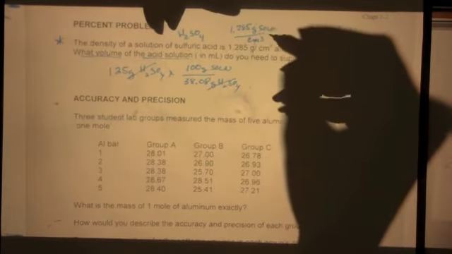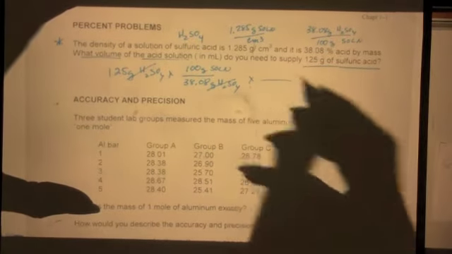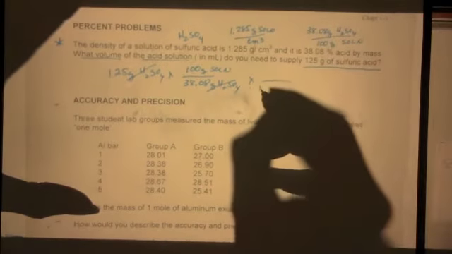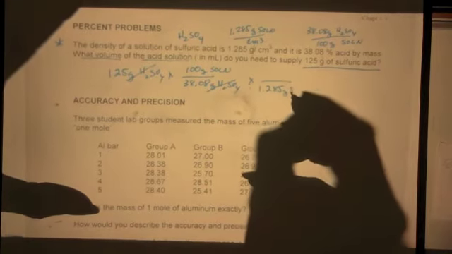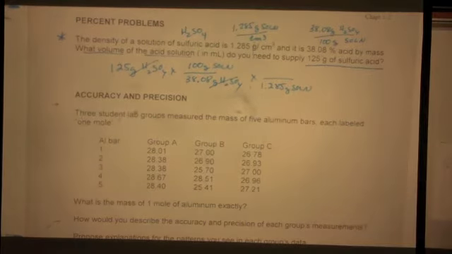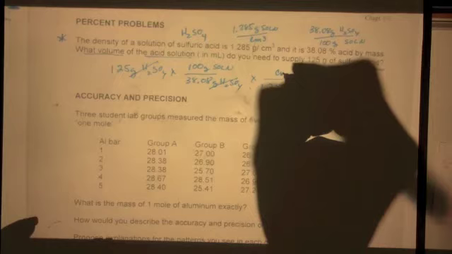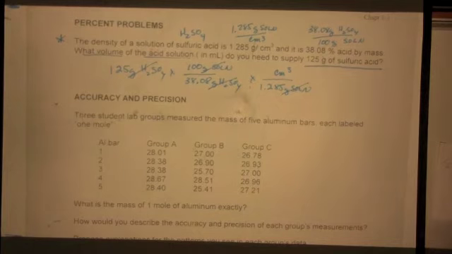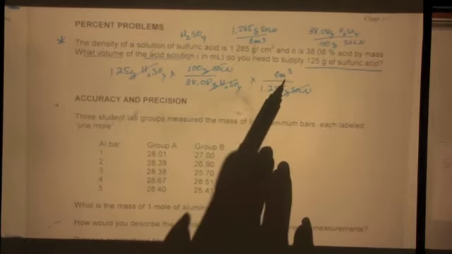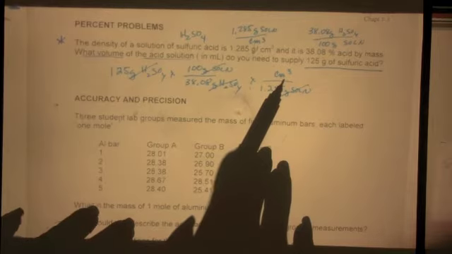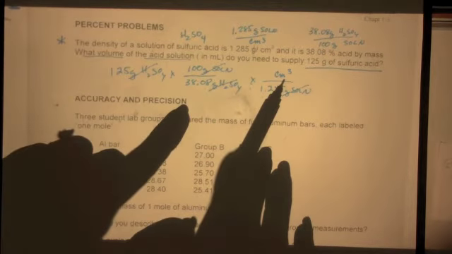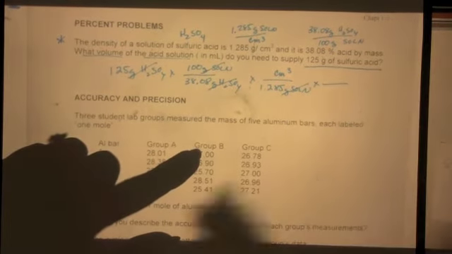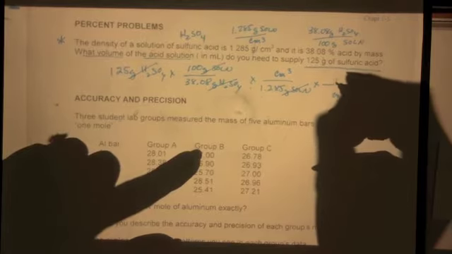Yeah, here's our density of the solution, only it's in grams per cubic centimeter. To get rid of grams, I'm going to have to put the grams of solution in the denominator and the cubic centimeters in the numerator. That cancels out the grams of solution. Now we're in a volume measurement. We're in cubic centimeters. Oh, but they wanted milliliters. So here's that one factor to get rid of cubic centimeters and change it to milliliters.